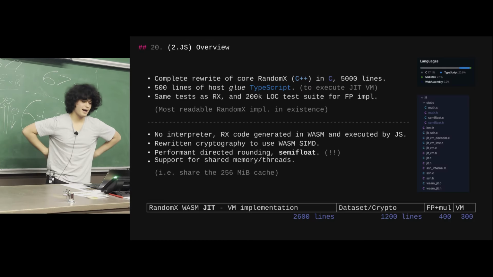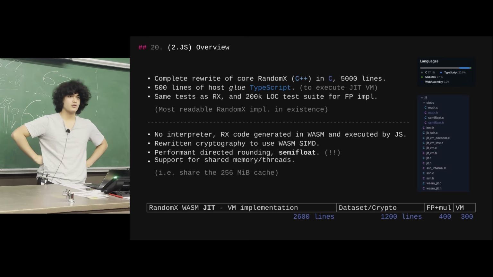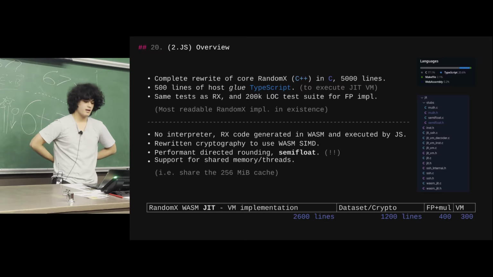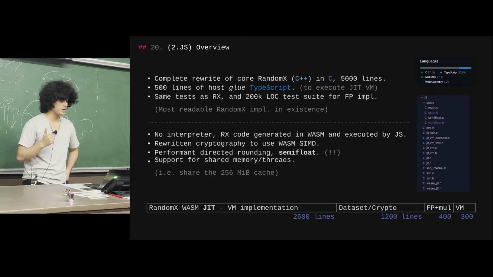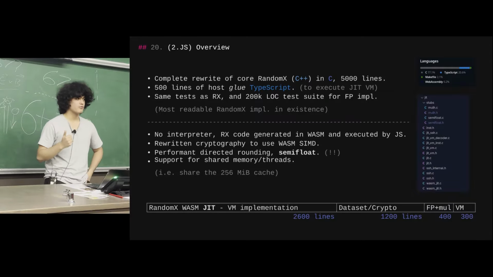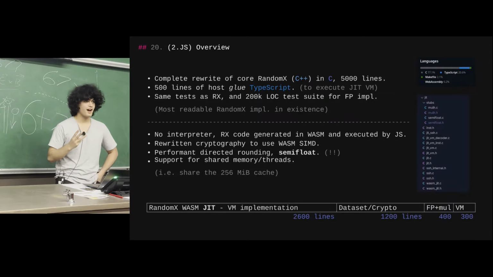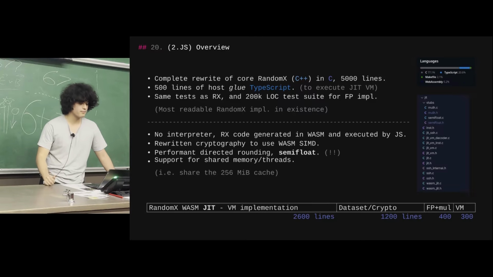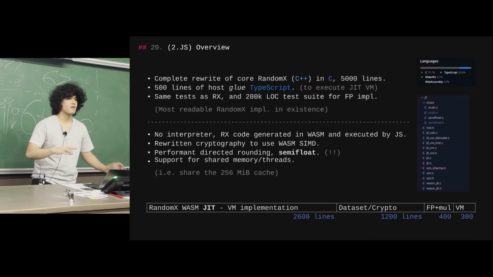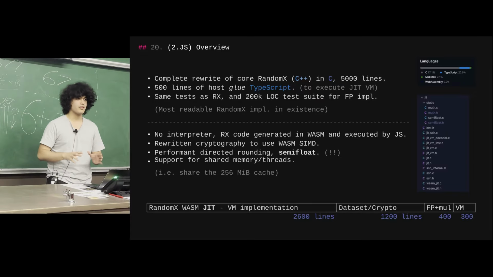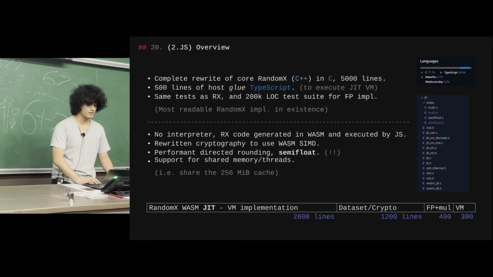So there's no hands tied behind my back. There's no interpreter here. The RandomX code is generated, so WebAssembly is generated and executed by JavaScript. The cryptography has been rewritten to use WebAssembly SIMD. We have performance-directed rounding, which we get through rounding modes using something called Semifloat. And it also has support for shared memory and threads. If you have multiple threads, you want to share the cache because it's immutable across them.